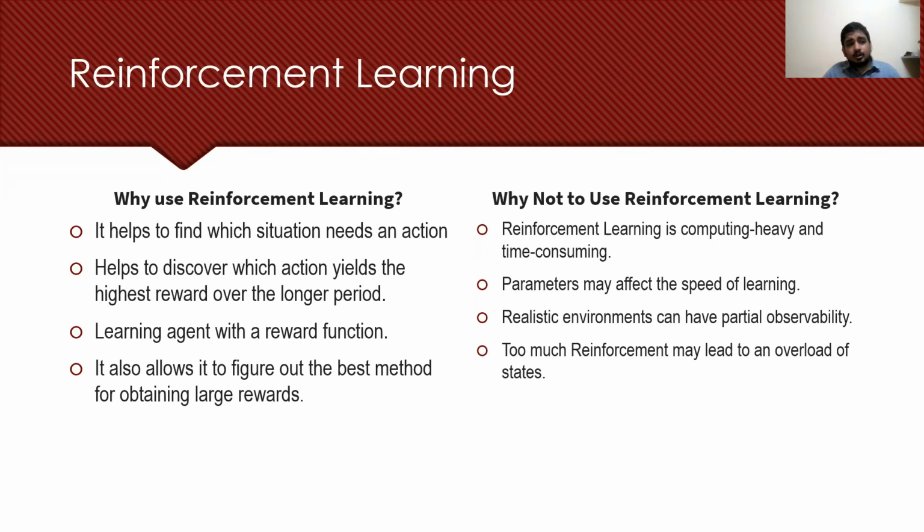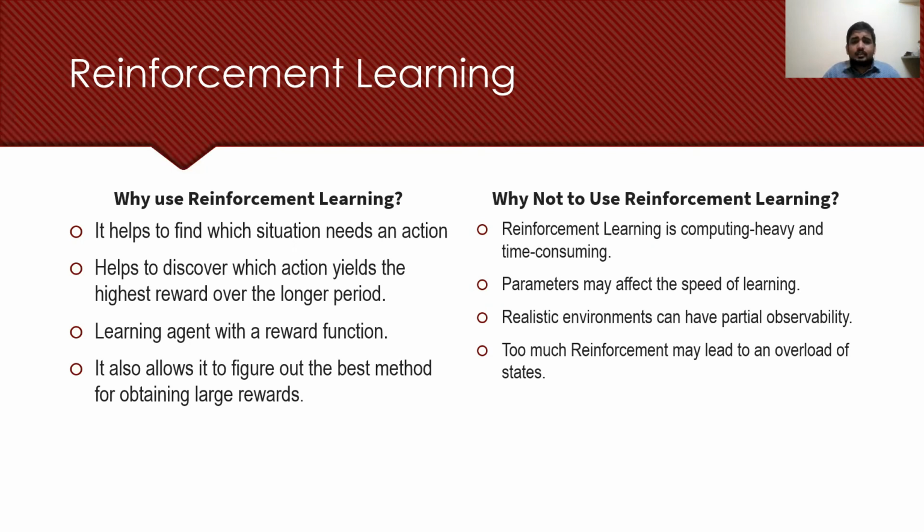Now there is a question: why should we use reinforcement learning and why should we not use it? Reinforcement learning is helpful in finding which situation needs which action. It helps us discover the actions that give the highest reward over a longer period, as I have said. Learning is with the reward function. With the reward function, reinforcement learning is the best because the model always tries to reach the reward, and it also allows us to figure out the best method for obtaining large rewards. Both are the same thing, so no worry.